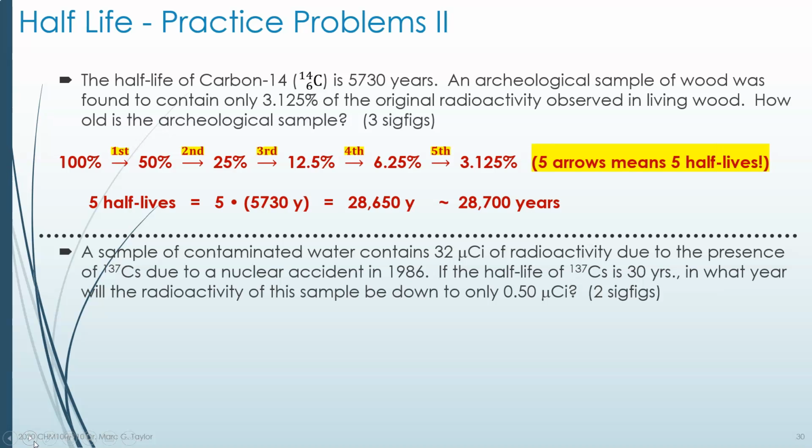And the last example here: a sample of contaminated water contains 32 microcuries. Remember, we're not worried about what the unit is. We're worried about it changing. We start with 32 microcuries of radioactivity due to the presence of cesium-137 due to a nuclear accident in 1986.